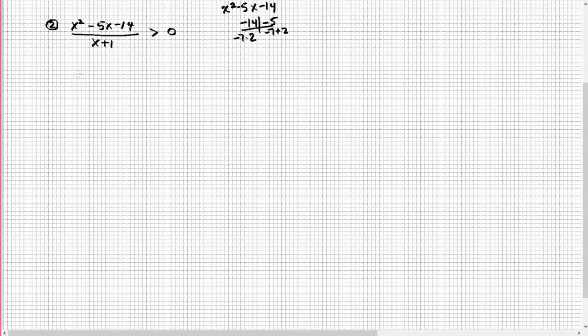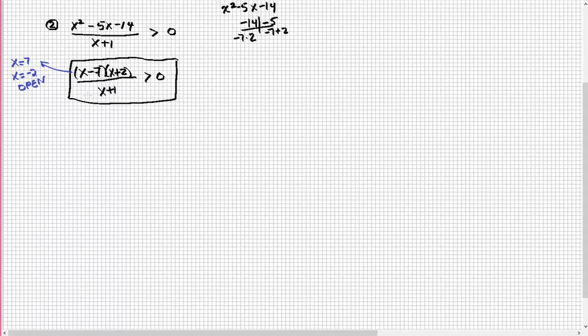So this can really be rewritten as (x - 7)(x + 2) over (x + 1). And this is the one that I'm going to be using. All right, I have 0 on the right, one term on the left, and now I need my critical points. And from the numerator, I have x = 7, x = -2, so I got 2 of them, and they are open because there's no equal bar here. From the denominator, I have x = -1, and it's always open because it's the denominator.